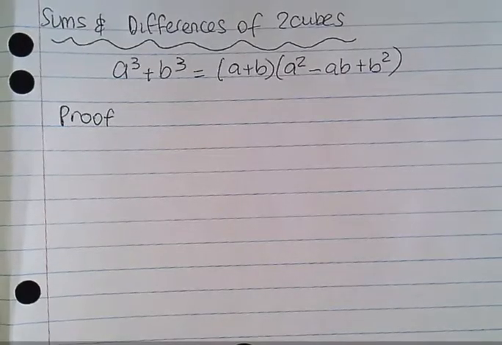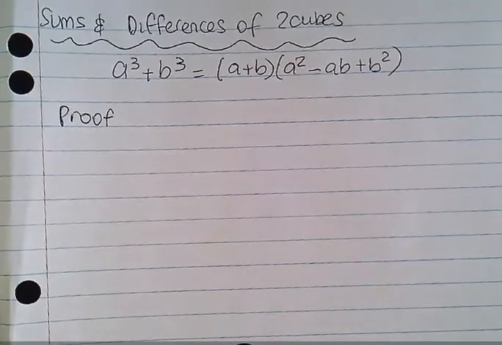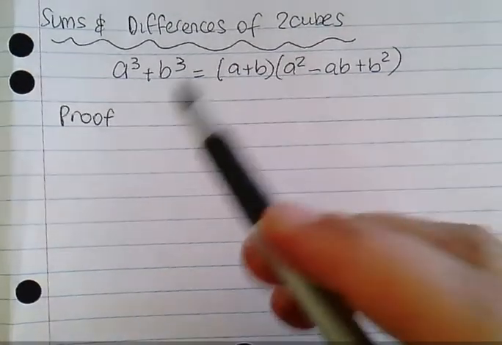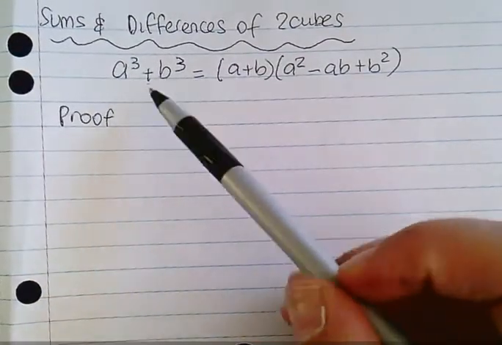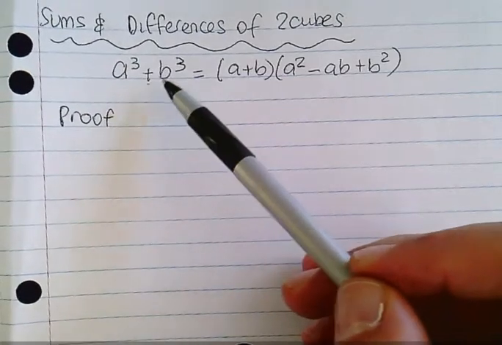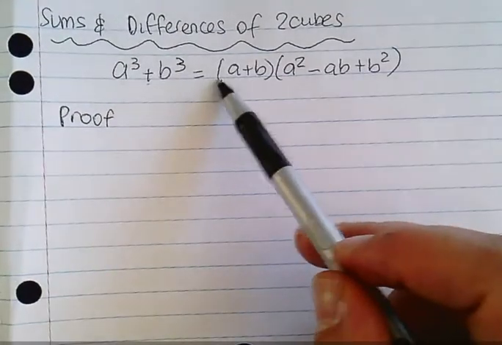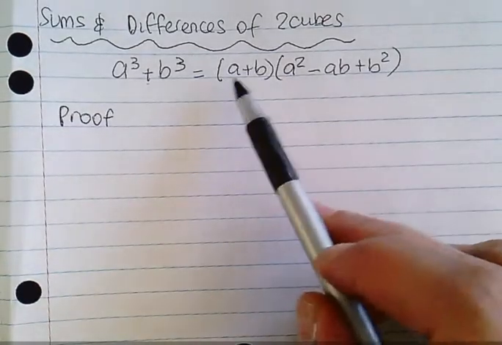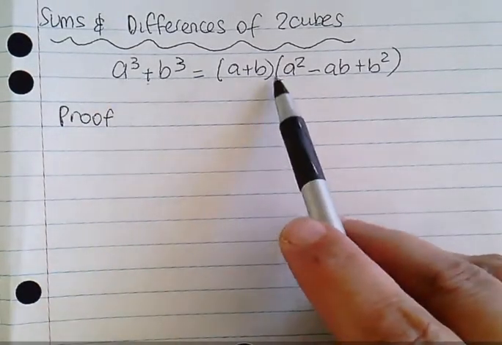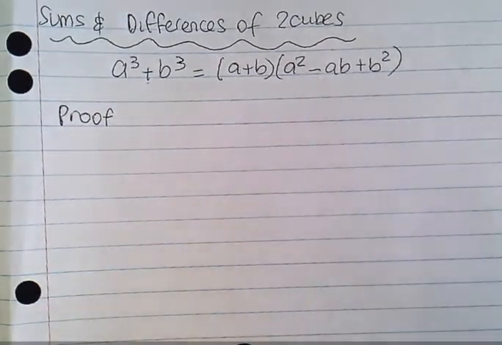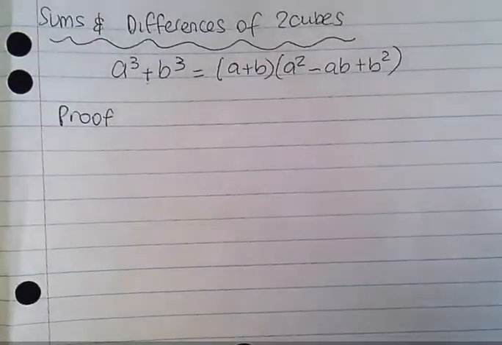Okay, we're looking at the sums and differences of two cubes. This one is the sum of two cubes, a cubed plus b cubed. This is the factorisation for it: a plus b, bracket, a squared minus ab plus b squared. I believe it is on your formula sheet.